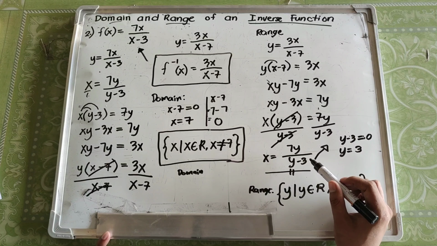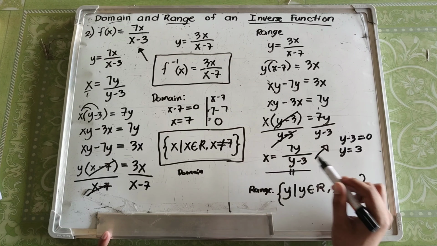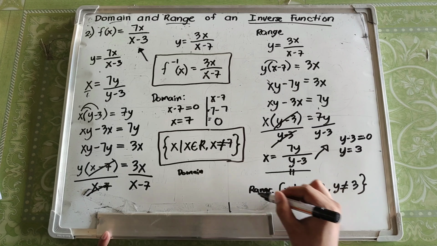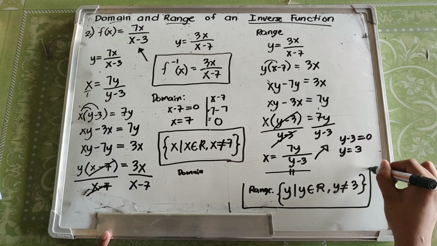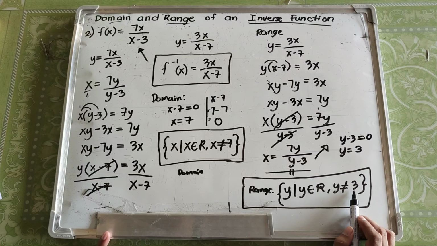Again, the denominator must not be equal to 0. So, except 3, 3 is not included. Let me emphasize, because 3 can make the denominator 0. 3 minus 3 is 0. So, our range is y such that y are the elements of all real numbers except 3, or y is not equal to 3. And this is how we find the domain and range of an inverse function.